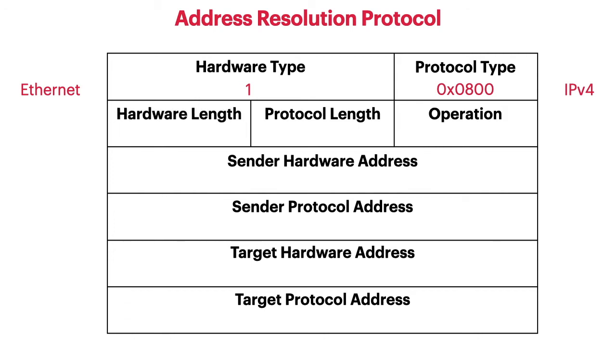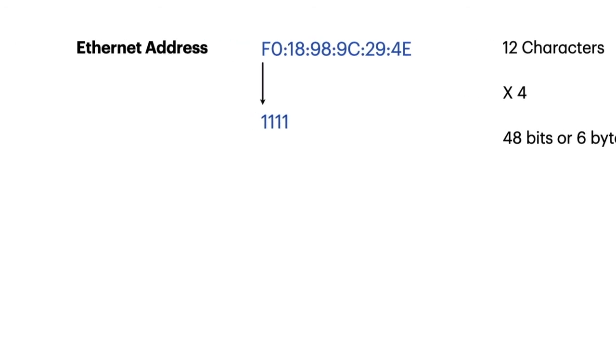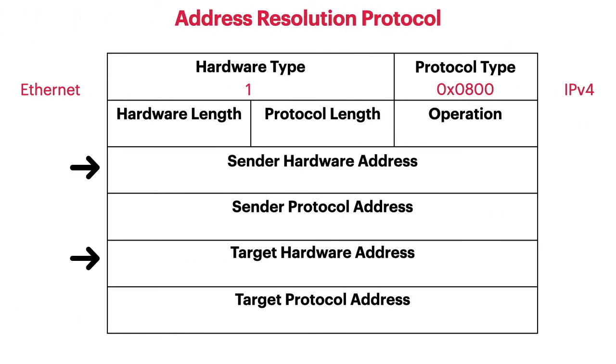Hardware length is 8 bits in length and defines the length of the physical or hardware address in bytes. Note that the Ethernet address uses hexadecimal notation, which means each character is represented with 4 bits. As there are 12 characters in total, the Ethernet address is 48 bits or 6 bytes long. So for Ethernet, hardware length is set to 6.